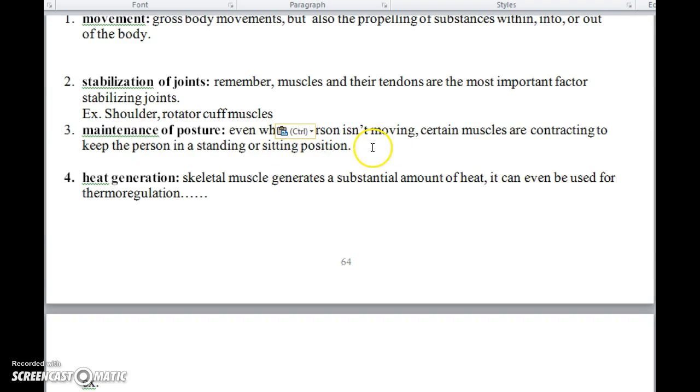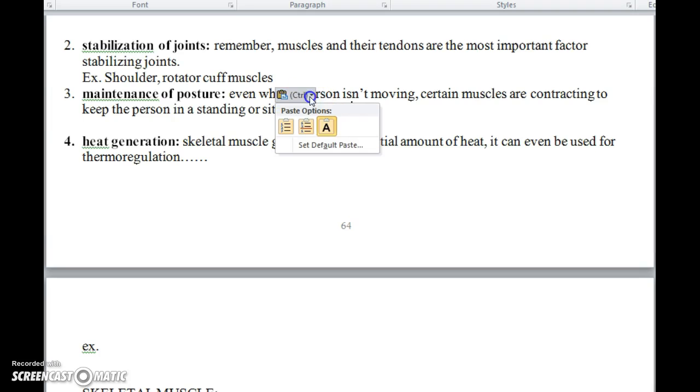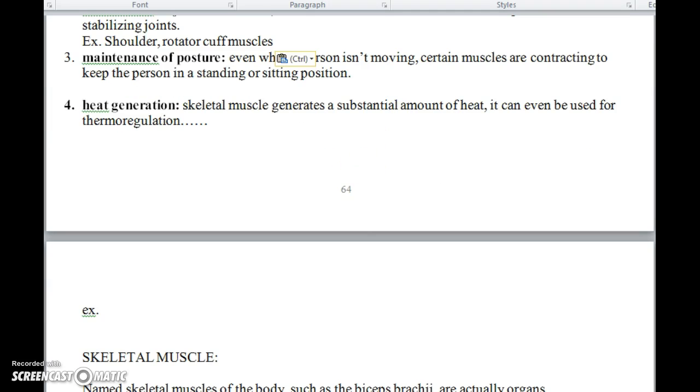Maintenance of posture. I said the point of muscle is to produce movement, but just because movement isn't occurring doesn't mean that muscle is not contracting, like to hold you up against gravity and stuff like that. You don't have to add anything to that, though. That's good enough. All right, heat generation.